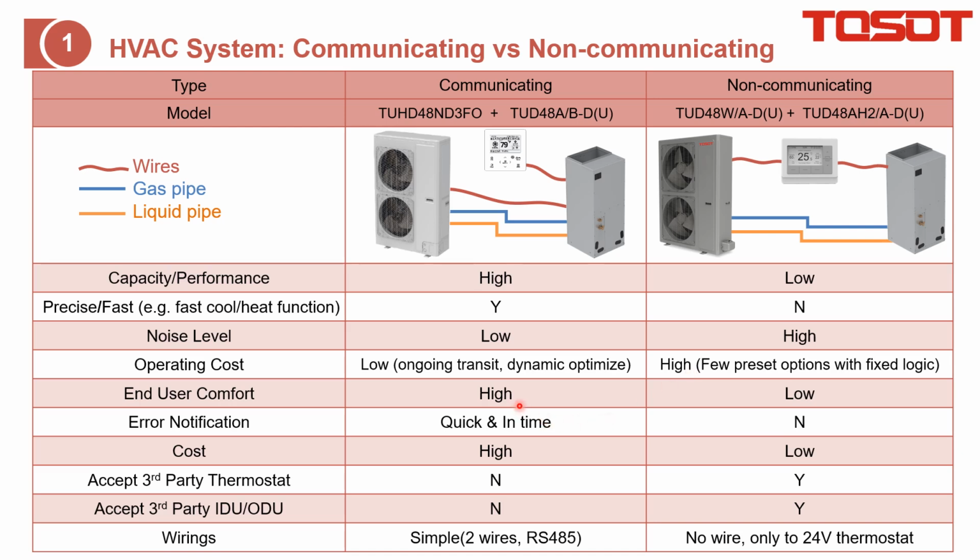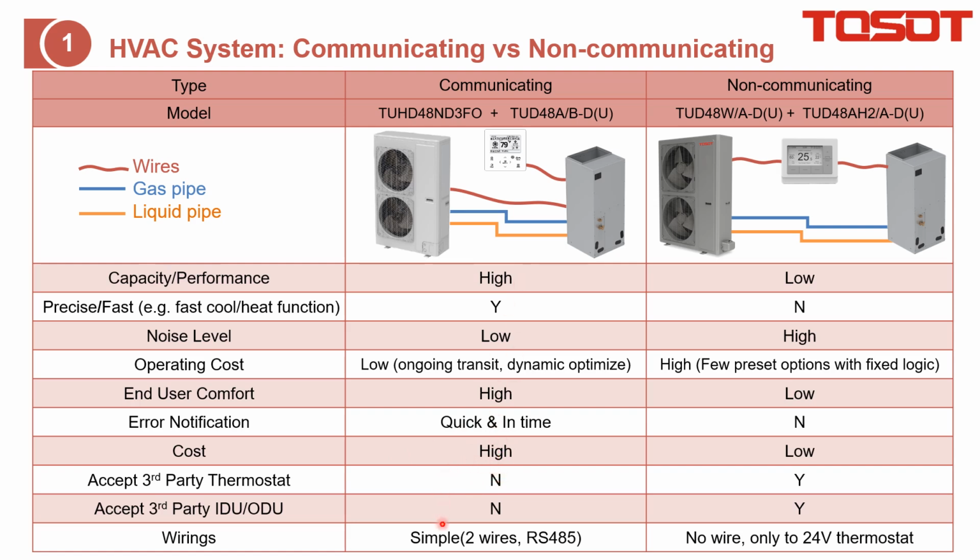For end user control, this one is absolutely higher. Also the error notification: because the outdoor unit doesn't know the information of the indoor unit, this one is quick and also in time. And the cost, that means the unit cost for this one is of course higher. So these are the pros of this one.